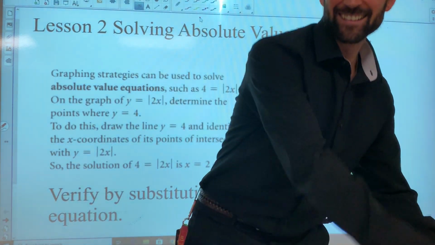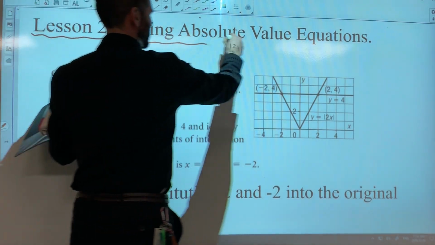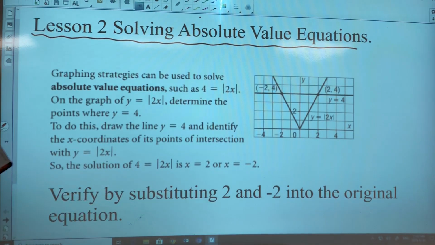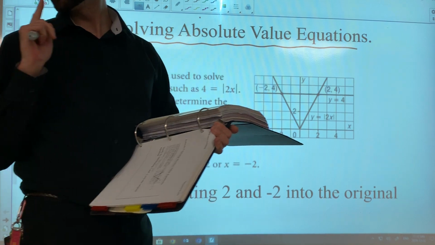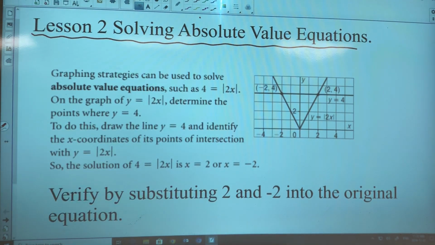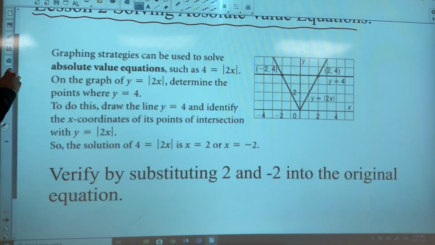Back. Okay, let's rock and roll. We're doing lesson 2, solving absolute value equations. I'll quickly show you what it looks like graphically. We are in pre-calc, so we'll be doing it algebraically, unfortunately, for the most part. But I want to show you what happens graphically, okay, if you ever use some graphing technology.